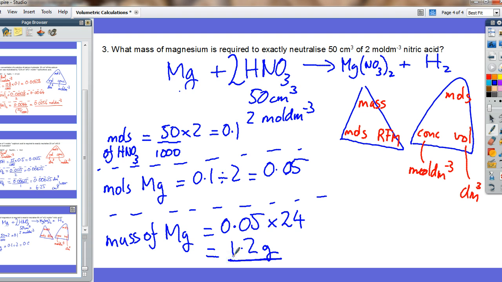So you can see that it is possible to do calculations where you have a solution and where you have a solid. So here we know that exactly 1.2 grams of magnesium reacts with this amount of nitric acid. And that's the end of this video.